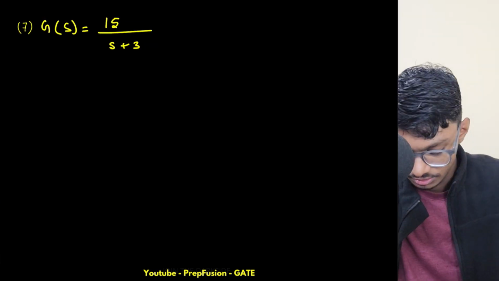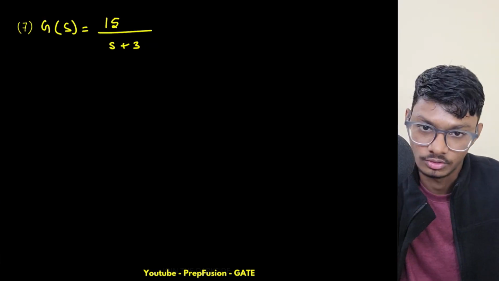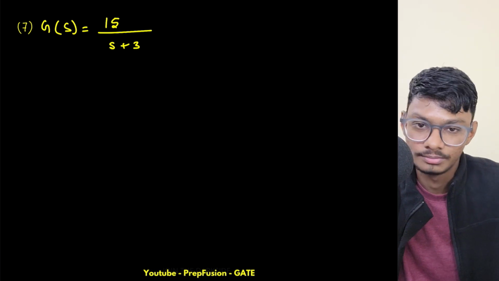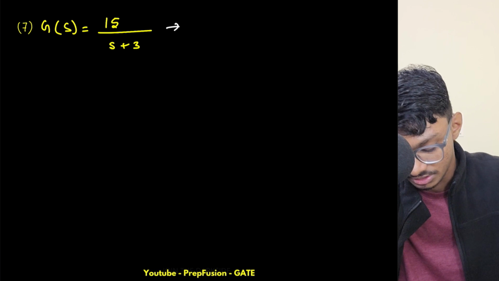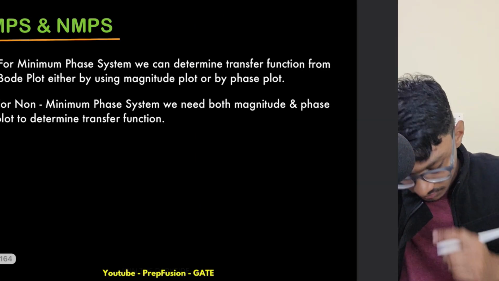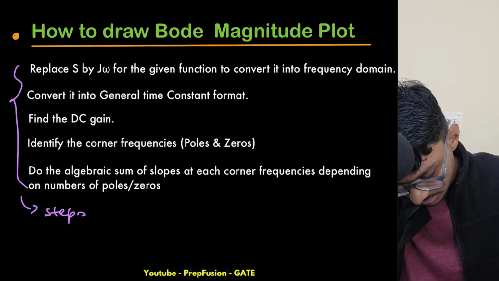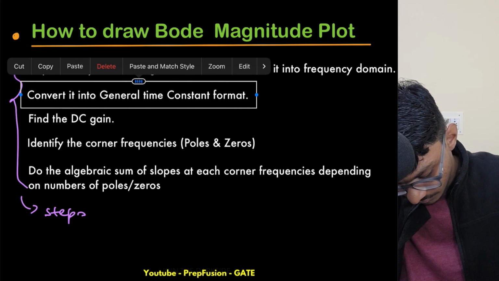How do you draw that? First you convert this into general time constant format. You can put s equal to j omega, but before that I will convert it into the general time constant format. Sorry, I should actually do this first. This one should come before this one.